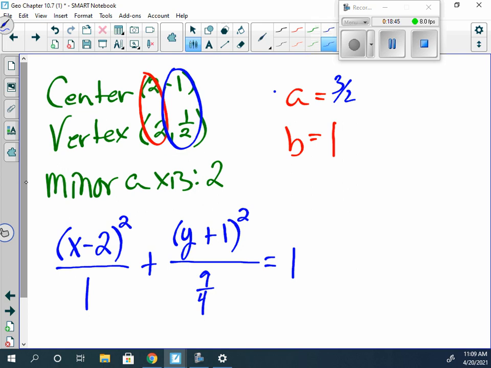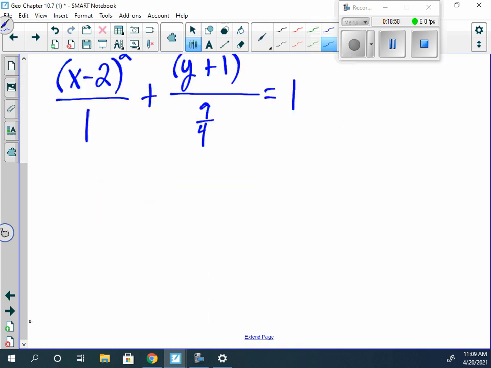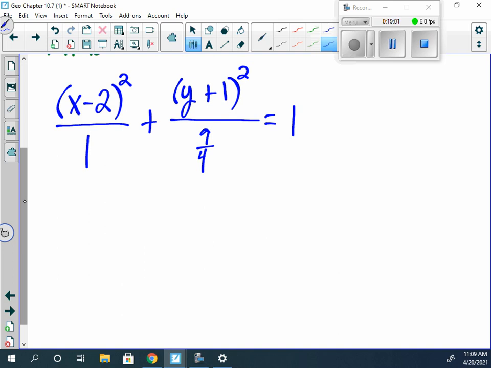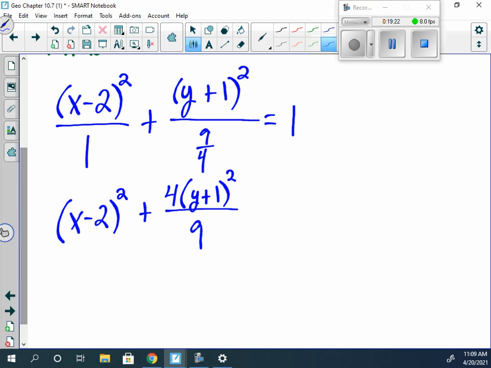So we have this set up here. Now we can't leave it in this form because we cannot have a fraction inside of a fraction. So we can flip this here, which would be x minus 2 squared plus 4 times y plus 1 squared divided by 9, is equal to 1.